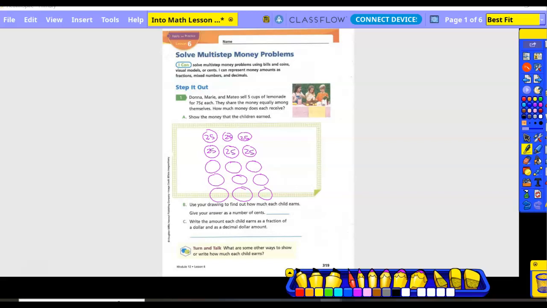Okay, now how they're going to split it equally, right? So there were Donna, Marie, and Mateo, and then they had the 5 cups, and it was 75 cents each. And then how much money does each receive? Because they were going to do what? Share the money equally. So how many people are there, guys? 3. So we need to make 3 groups.